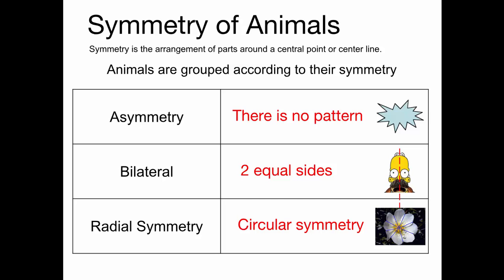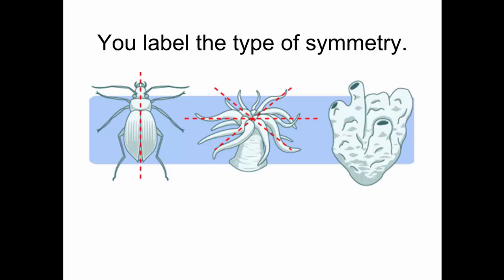A flower, for example, even though it's not an animal, has radial symmetry. You can draw several lines splitting it into equal parts, organized in a circular pattern. So, which type of symmetry does this bug have? Bilateral. This sea anemone.